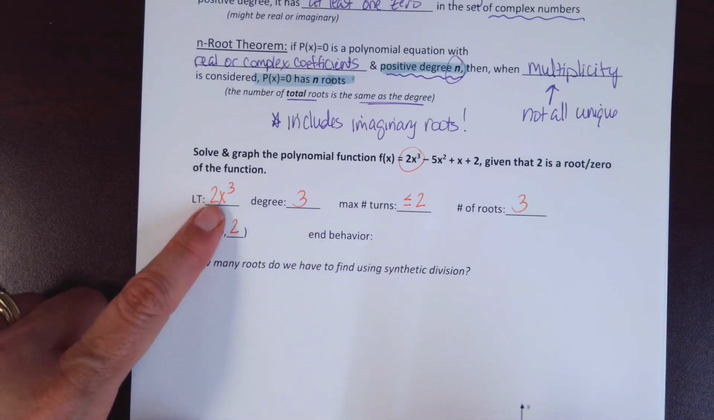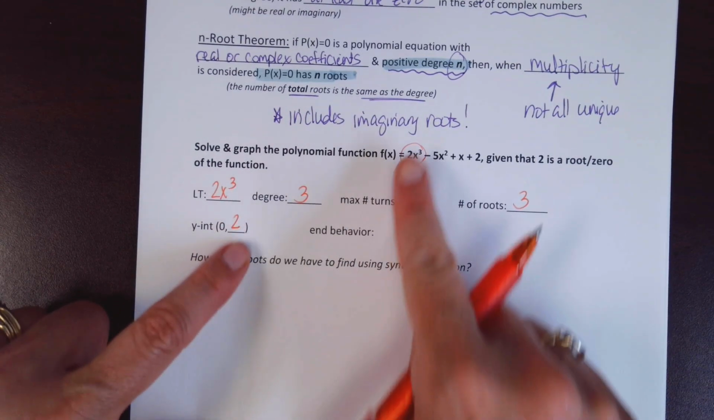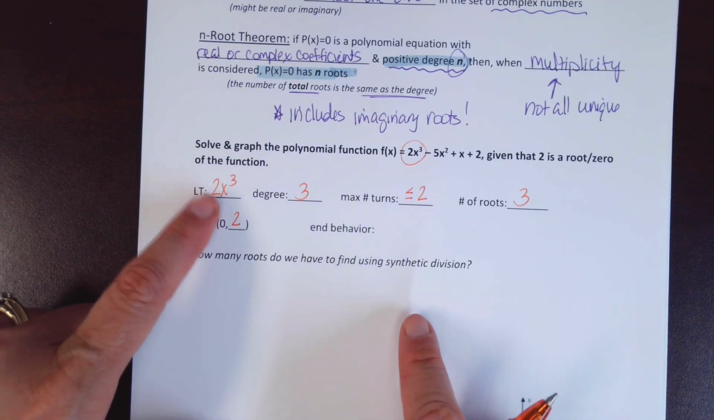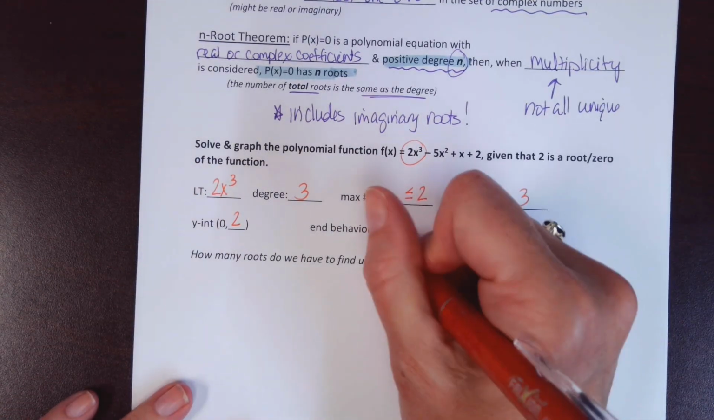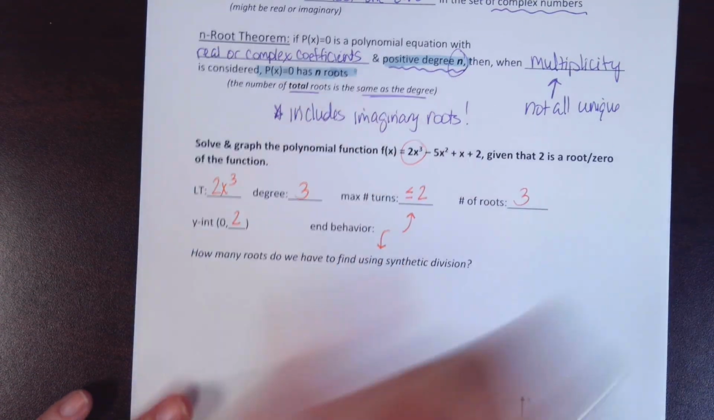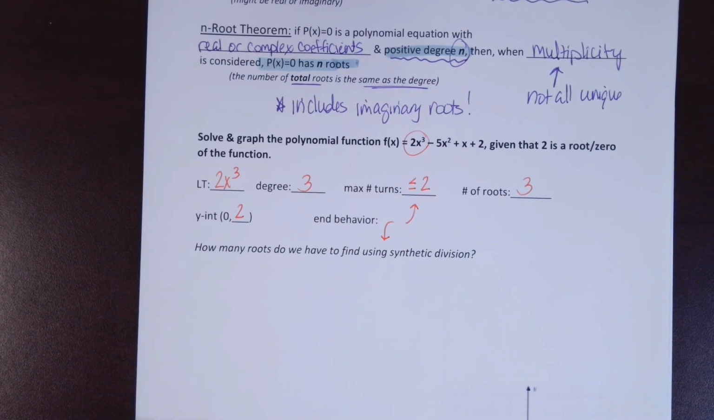End behavior comes from my leading term. Odd, so the ends go in opposite directions. Positive, so overall it's increasing, which means I'm going to start low, finish high for my end behavior. I need to graph this, which means I'm going to need to find a root.